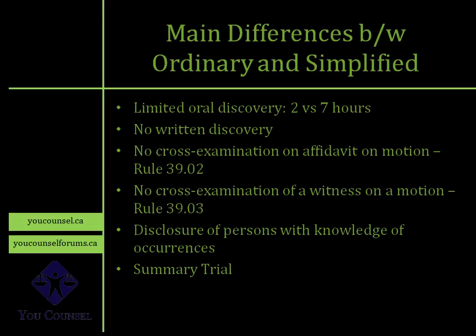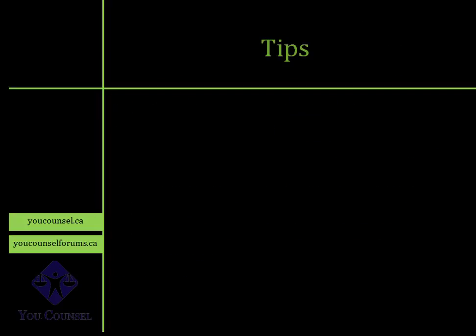That's the underlying purpose of these rules. So once you know the differences between the ordinary and simplified procedure, and you know when you must commence and when you have the option, then it's really a strategic decision how you go about electing the procedure when you do have that option. So the strategic decision is based upon which side of the fence you are on.